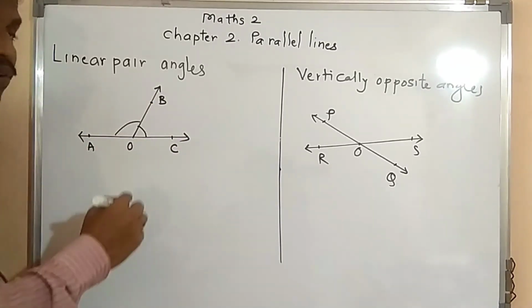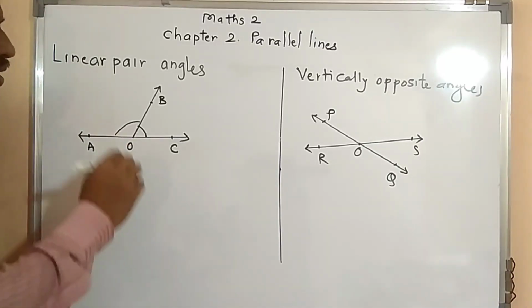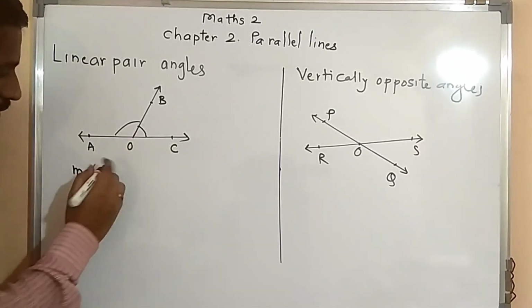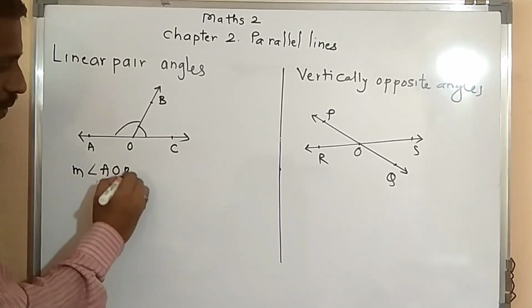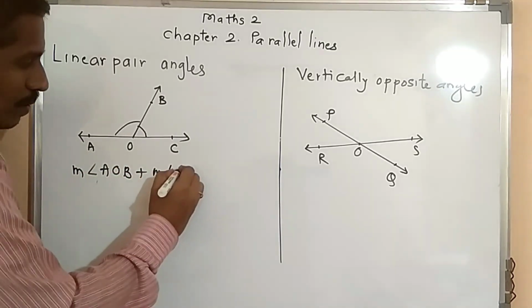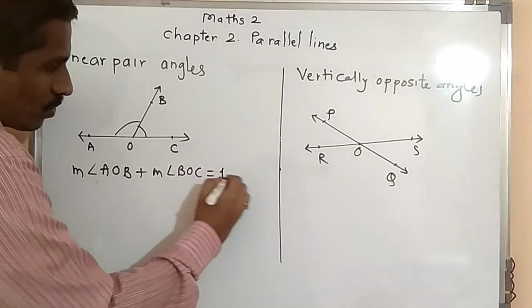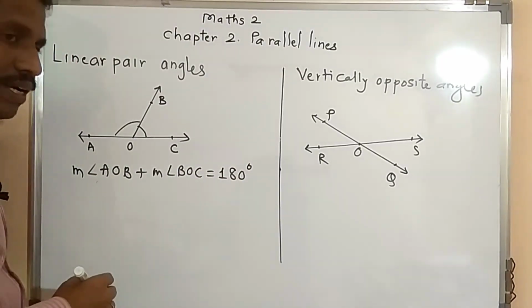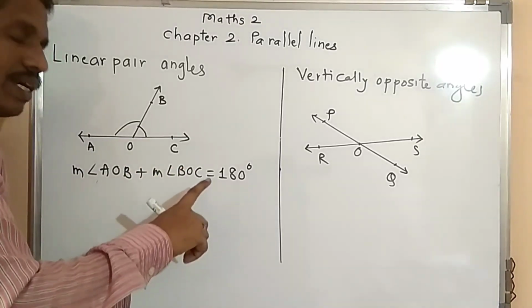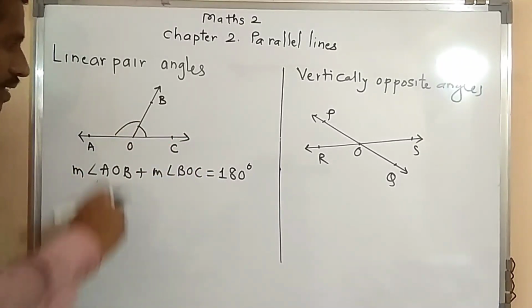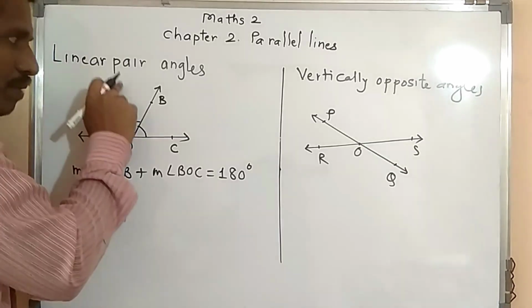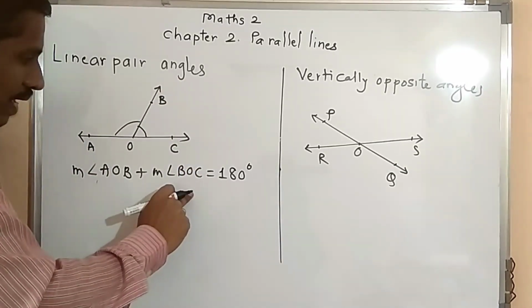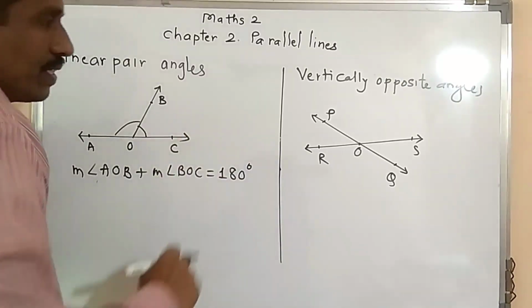What is the property of linear pair angles? Linear pair angles are supplementary. That is, measure of angle AOB plus measure of angle BOC is equal to 180 degrees. What do you mean by supplementary angles? When their sum is 180, the angles are called supplementary angles. Here, linear pair angles are supplementary. The sum of measures of linear pair angles is 180 degrees.